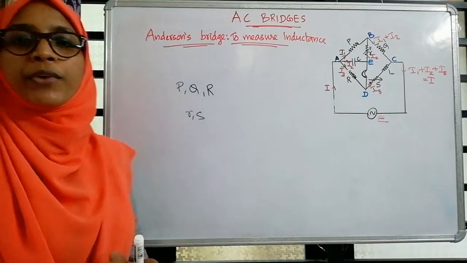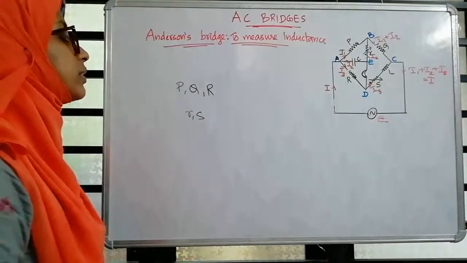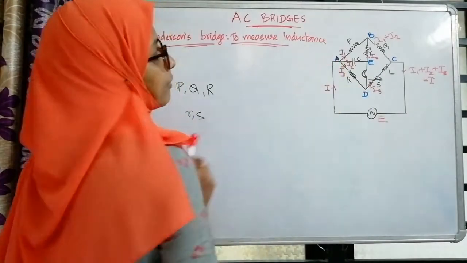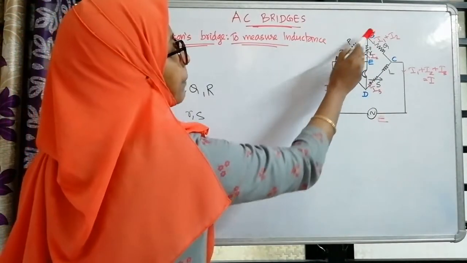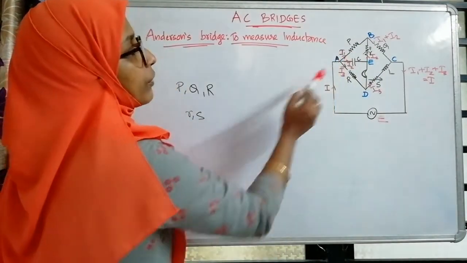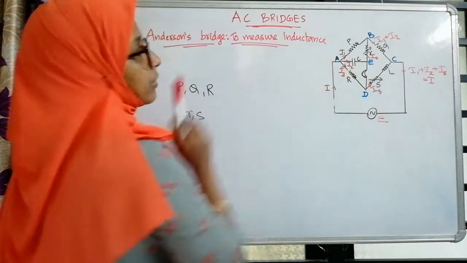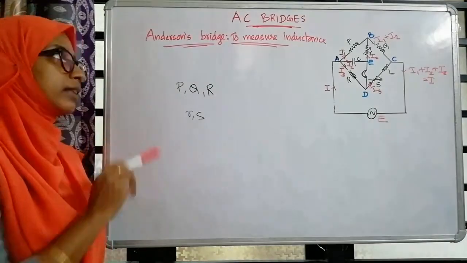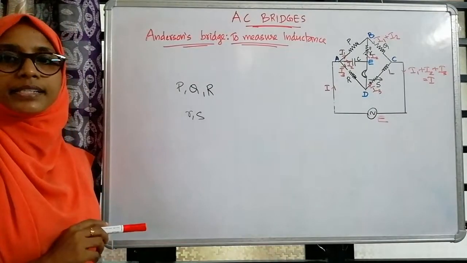So now we can consider the three loops, that is A, B, C, D, A, the first one, and after that A, B, E, A, and the third one A, E, D, A. In such a way, we can solve the AC bridge, the Anderson bridge, to measure the inductance of this coil.